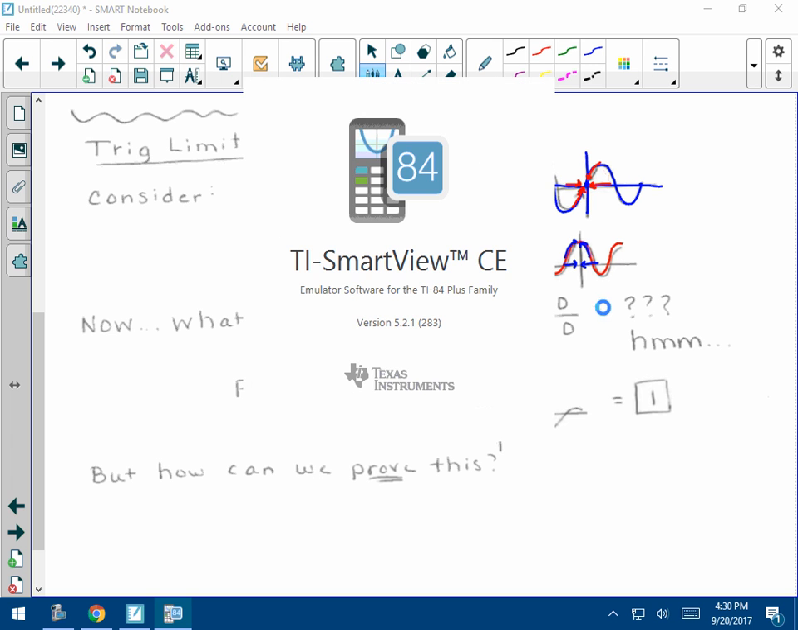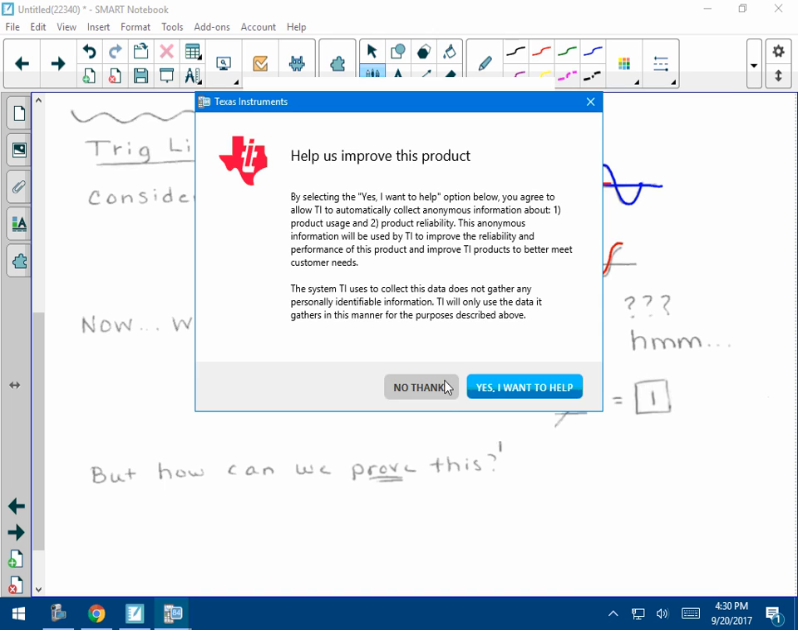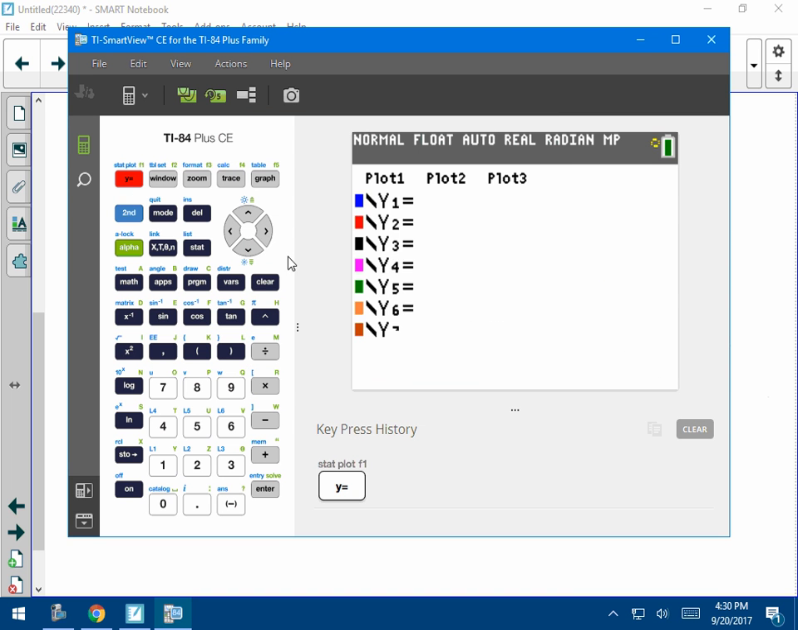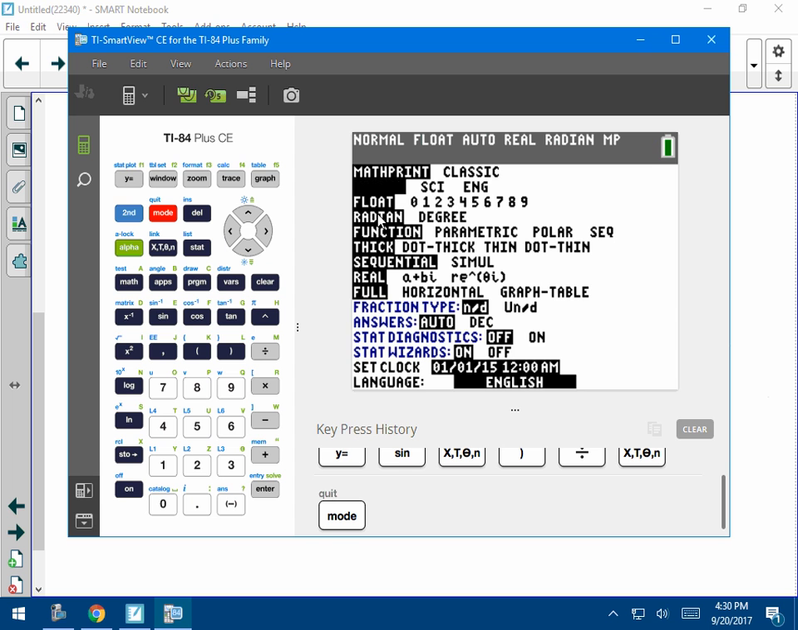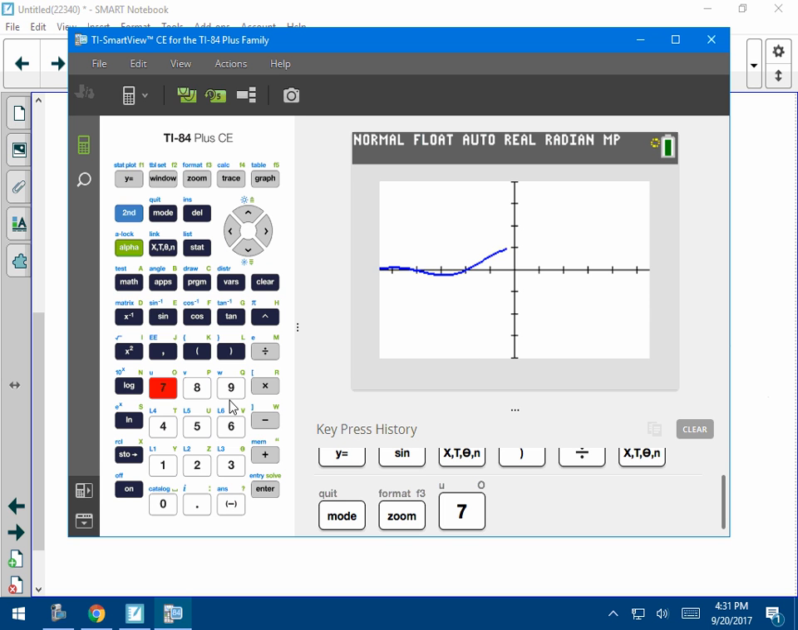If I plug in sine of x over x, so if you want to grab your graphing calculator, okay, I'd go to y equals, I would type in sine of x divided by x. And remember, if you're ever questioning it in this class, be in radian mode. Let's zoom trig it, zoom 7. I want the limit as I approach 0. It looks like as I get close to 0, I'm getting to 1.